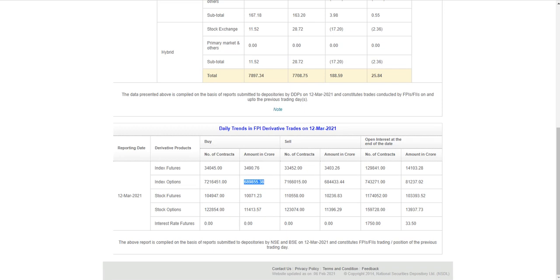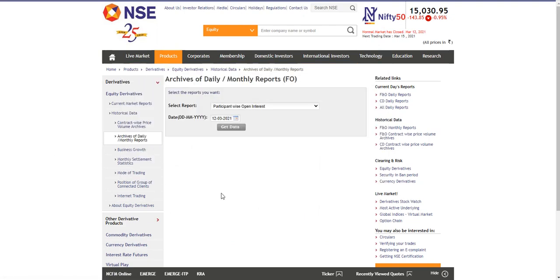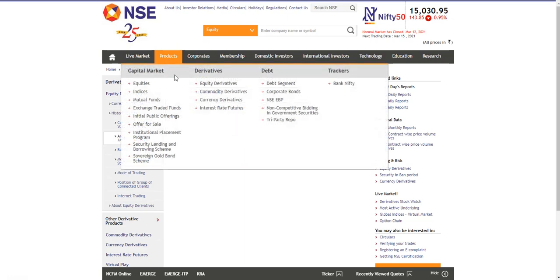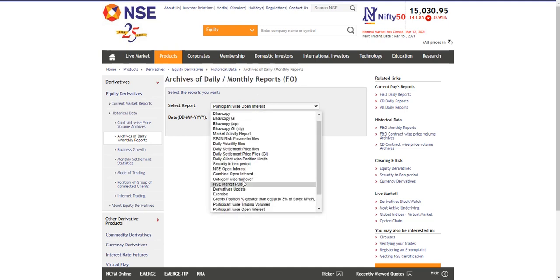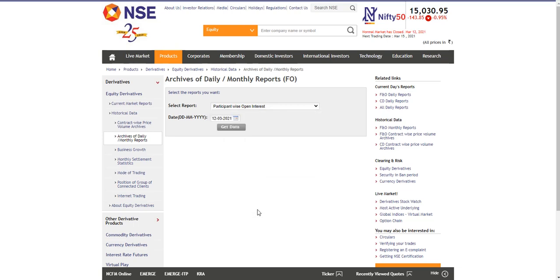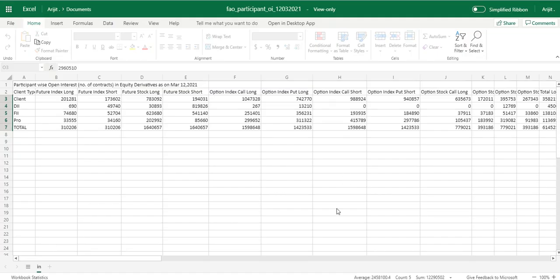For the actual data picture, you need to go to the NSE website and go under products, then derivatives, then equity derivatives, and from equity derivatives go to historical data, and then archives of daily or monthly reports. Once you are on this archives of daily and monthly reports page, in the drop down select participant wise open interest and select the date for which you want the data. Click on get data, and it will download a CSV file. The file will look like this.